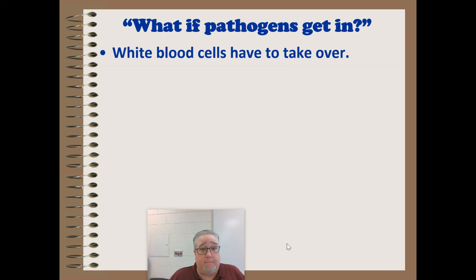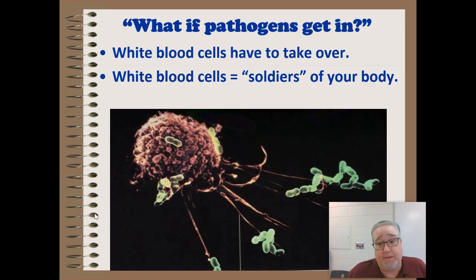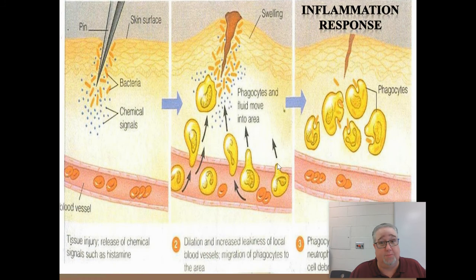All right, now, if pathogens do get into the body, if they get past the mucous membranes or they get past the skin, then your white blood cells are going to have to do something for you. Your white blood cells are kind of like the soldiers of your body. I'll be referring to them as soldiers as we go through this unit. That's kind of what they do.